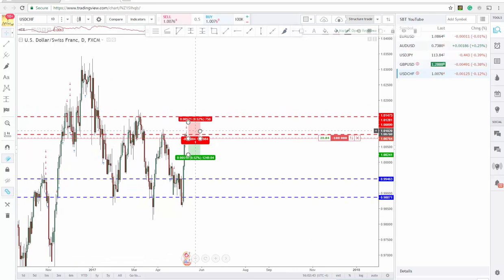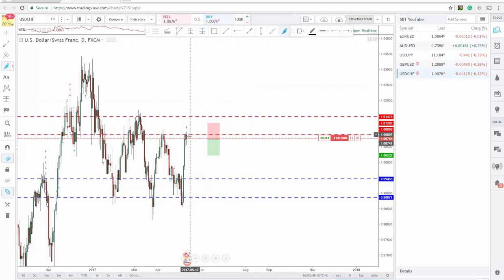So our very next level here on the dollar Swiss, if this market decides not to respect this level of resistance and push straight up, is another level of resistance around the 1.014 zone, which would be this resistance level right here.